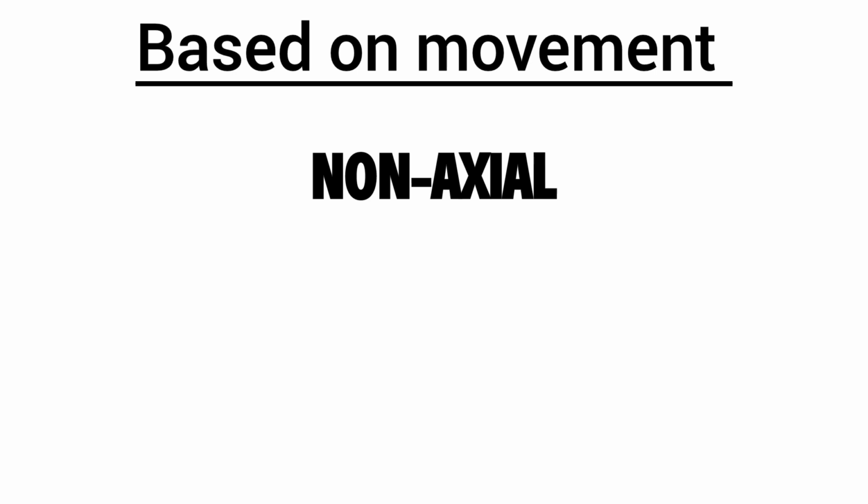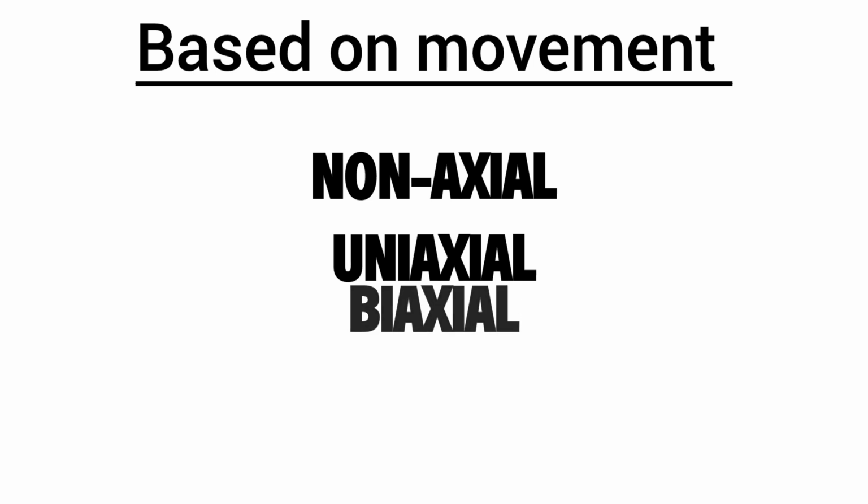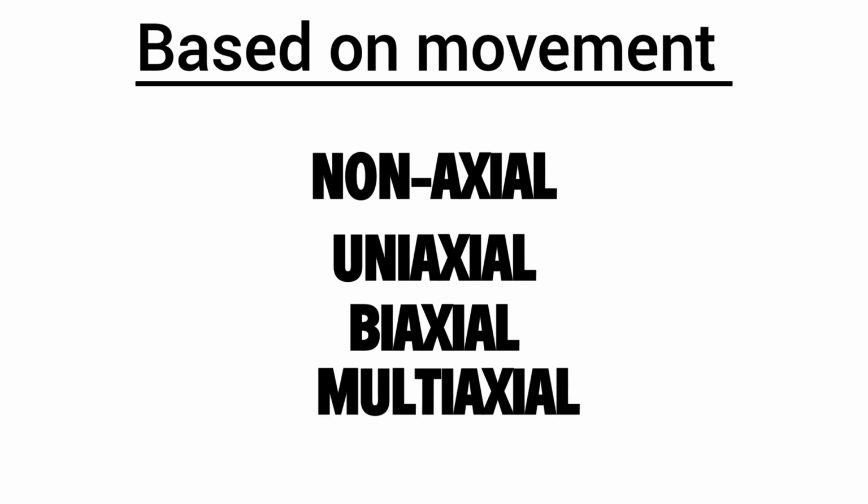Then the uniaxial. Their movement is in one direction. An example is the hinge and pivot joints. Then biaxial. Their movement is in 2 planes. An example is the saddle and condyloid joints. Then the multiaxial joints. Their movement is in multiple planes. An example is the ball and socket joints.